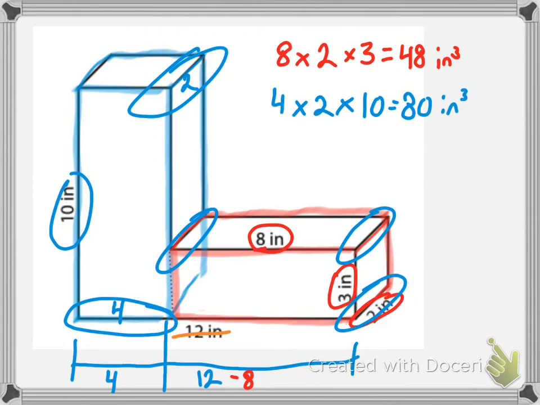We're going to put them together to find the volume of that original L that was there. And the way you do that is you just take the two volumes and you add them together. So 48 plus 80 is 128 inches cubed. So the volume of the red and the blue together is 128 inches cubed.